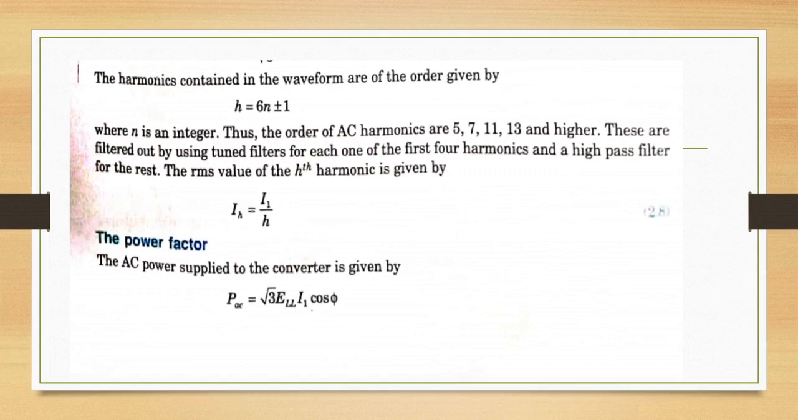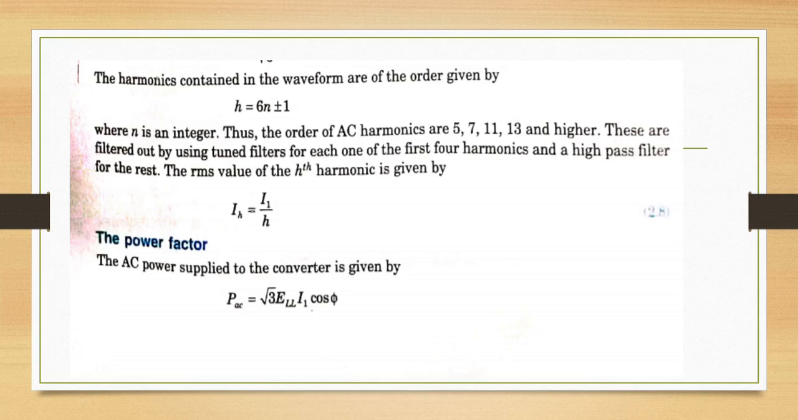The harmonics contained in the waveform are of the order h equal to 6n plus or minus 1, where n is an integer. So the order of AC harmonics is 5, 7, 11, 13 and so on. These are filtered out by using tuned filters for each of the first 4 harmonics and a high pass filter for the rest. The RMS value of the h-th harmonic is given by Ih equal to I1 by h.